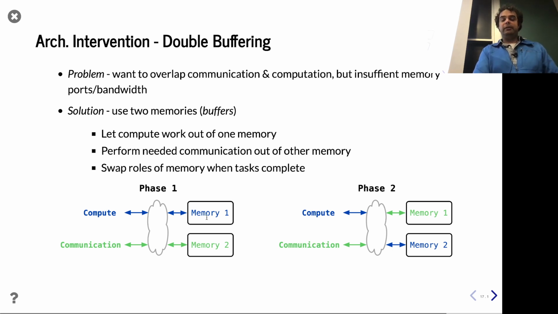So you have two memories, right? These are the two buffers, so to speak. In this case, this one's computing while this one's communicating, and now you swap roles. And then they swap back, and then they swap back that way. So you go back and forth each time they finish.